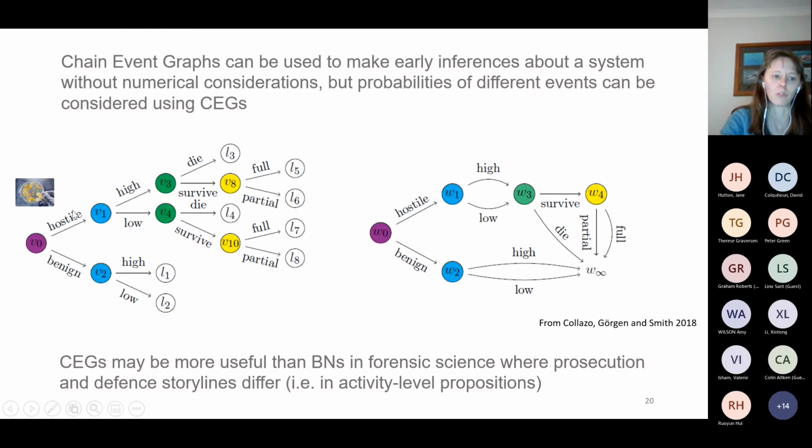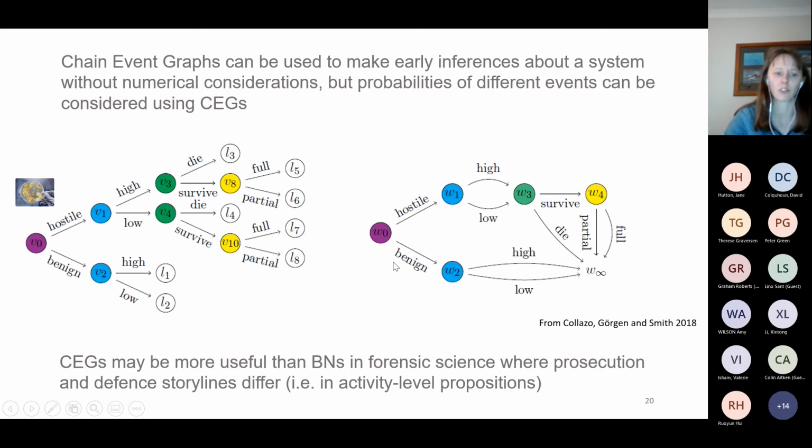Here, for example, we've got bacteria on an agar plate. Either they live in a hostile or a benign environment, either there's a high amount of food or a low amount of food, either they die or survive, and you can go through every possibility in the stage tree to get to all of the different possibilities of what happened at the end. You can also turn your stage tree into a chain event graph where you merge together some of the nodes that have got similar probabilities following them to make the system a bit more straightforward.